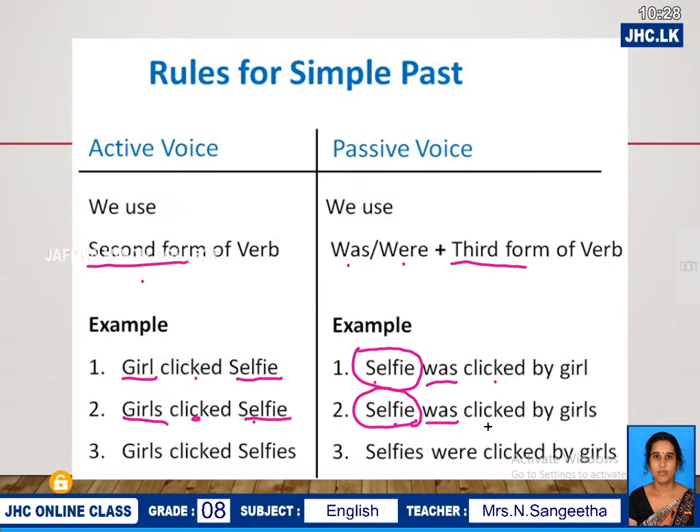And here, girls clicked selfies. Girls plural clicked selfies. The object is plural here, and it is brought to the beginning, selfies. It is plural at the same time past tense, so plural and past we have to use were. Selfies were clicked by girls. So decide was or were in relation with whether the subject is singular or plural.